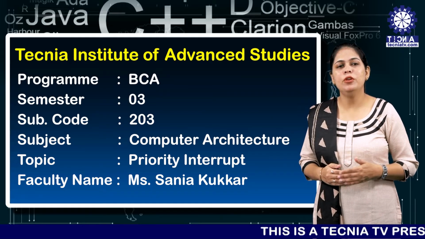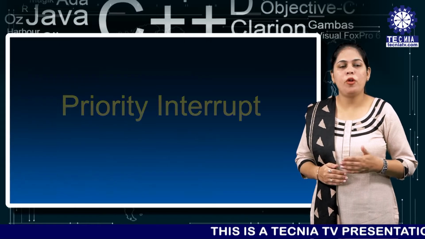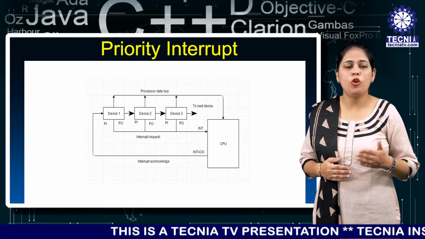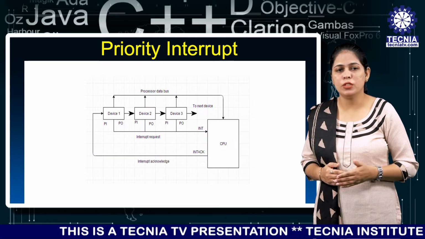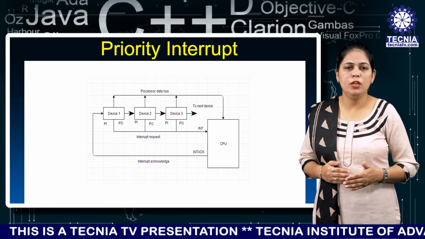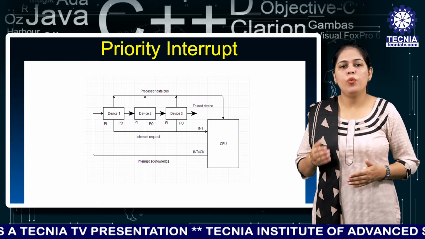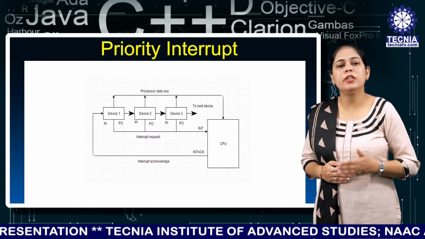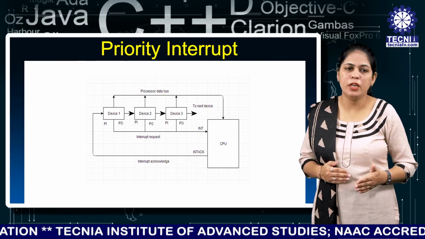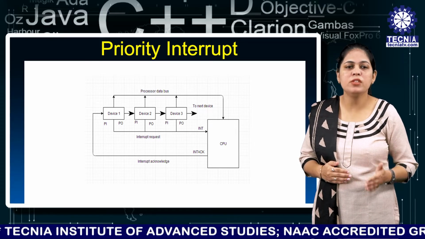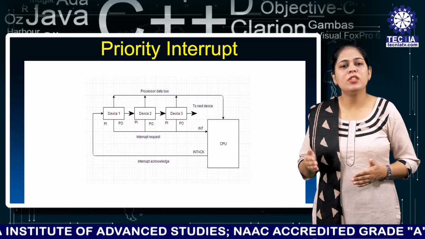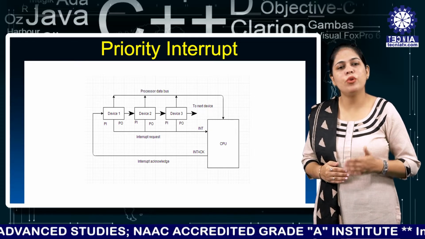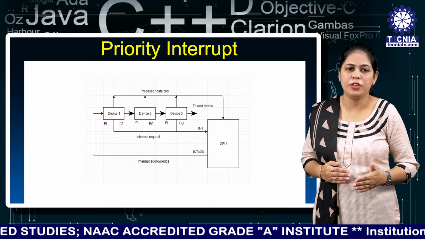Today I am going to present a lecture on priority interrupt. Let's start now. There are a number of input-output devices attached to the computer. They are all capable of generating the interrupt. When the interrupt is generated from more than one device, the priority interrupt system is used to determine which device is to be serviced first. Devices with high speed transfer are given high priority and slow devices are given lower priority.